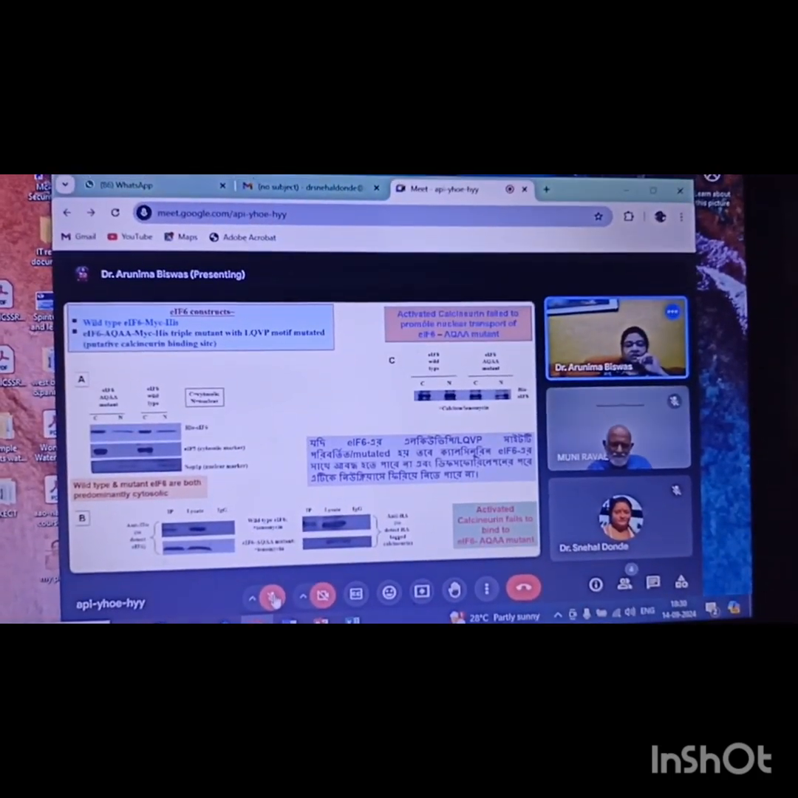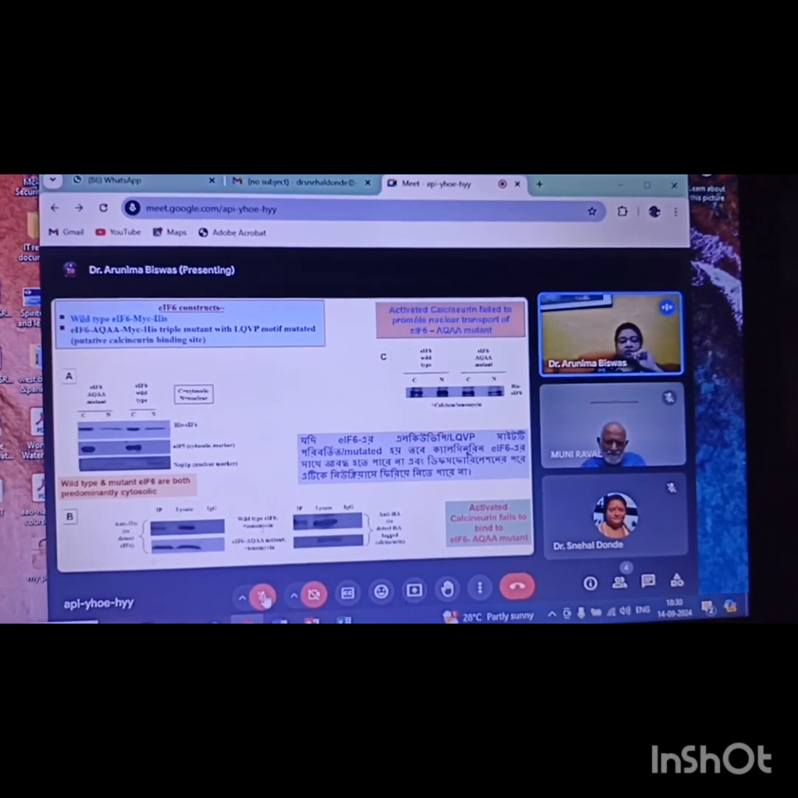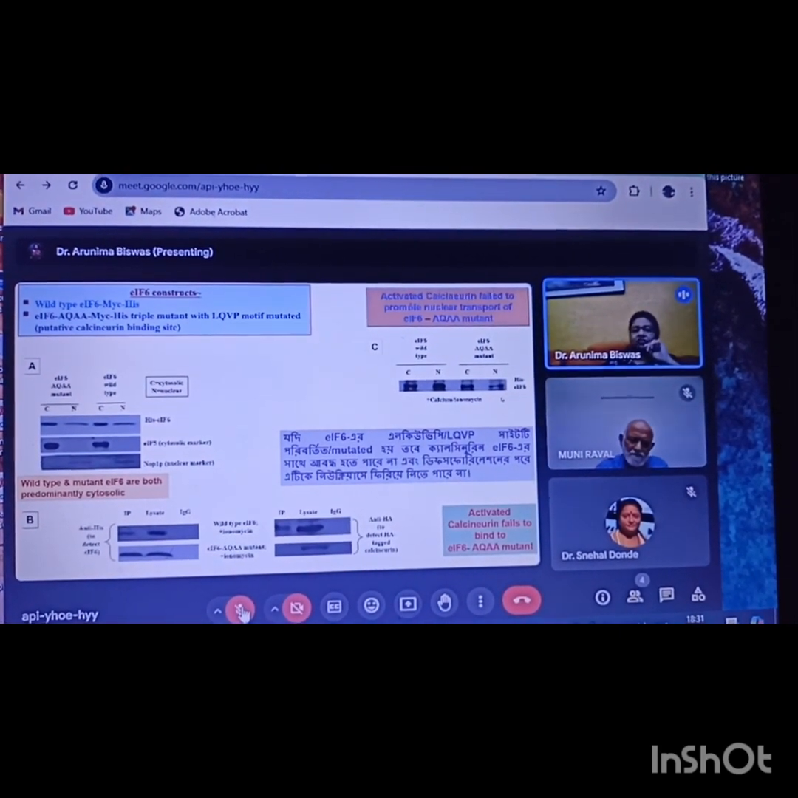So you can see that wild type EF6, in presence of ionomycin, that is calcineurin activation, is associated. But because in the AQA mutant the calcineurin binding site is mutated, we cannot see any association, and also the nuclear import does not take place. It remains cytosolic. So this further confirmed our belief that yes, activated calcineurin binds to EF6, dephosphorylates it, and then facilitates its nuclear import.